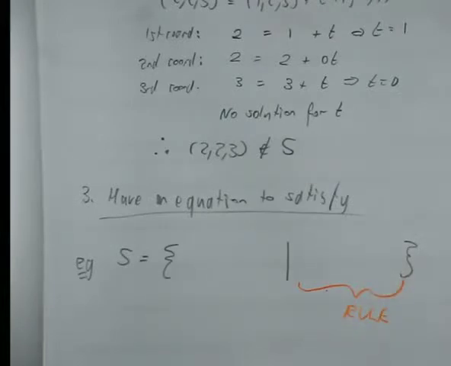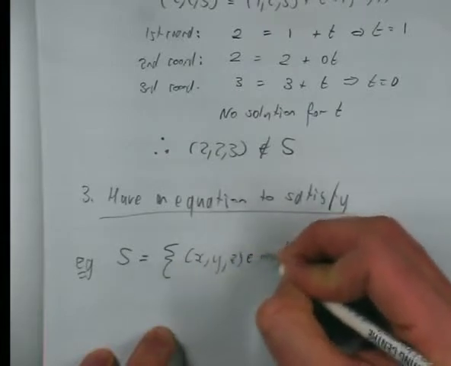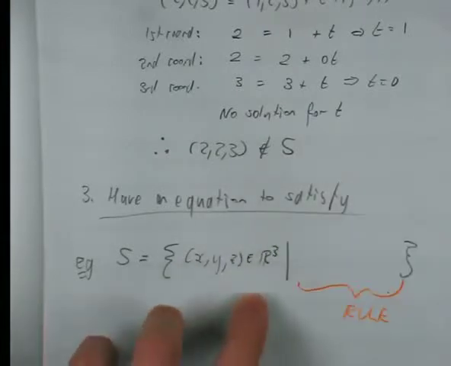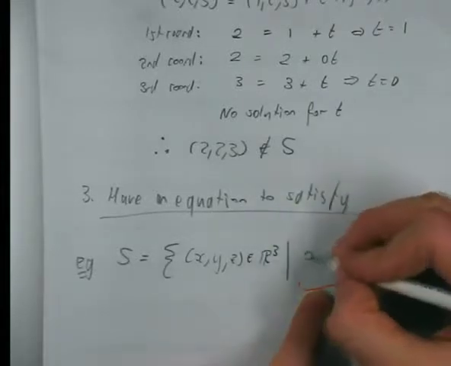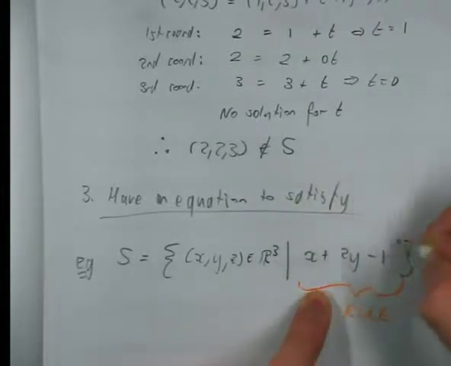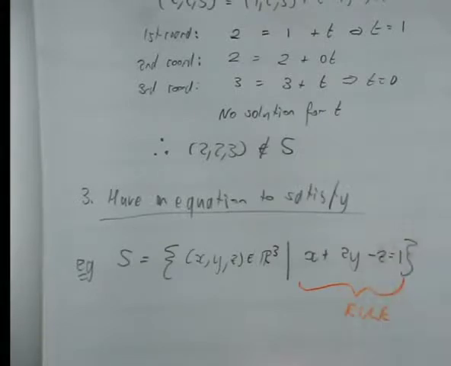Okay? So the first part will set up your variables so that you know how to deal with them. It'll usually say something like, (x, y, z) in R3. This is saying, where should I look for points? It's just orienting you to where this set belongs overall. And then it will have a rule, something like x plus 2y minus z equals 1.